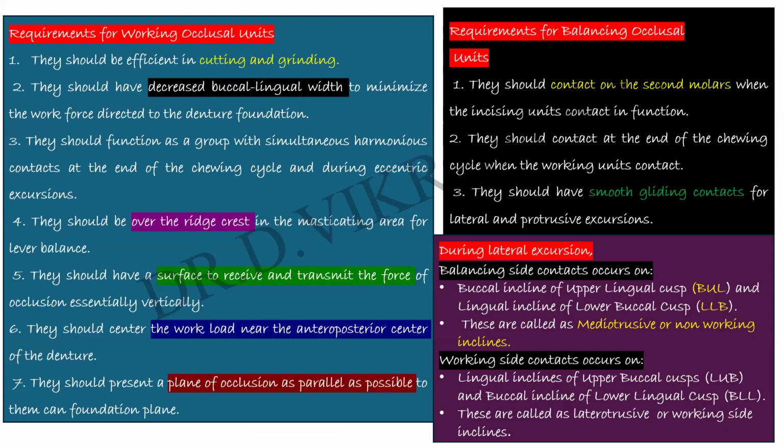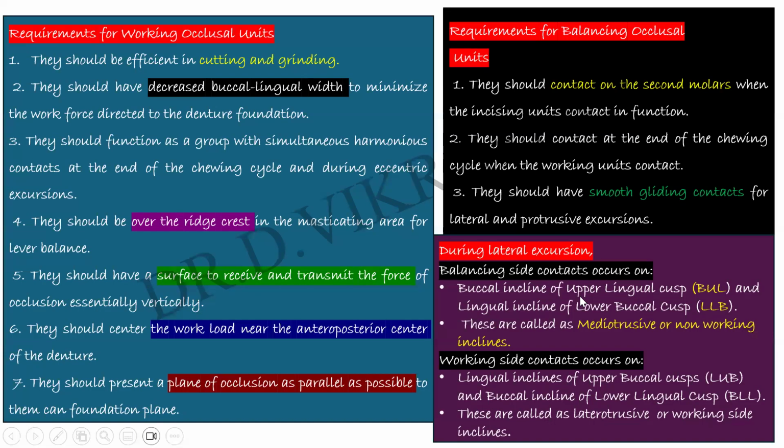And the requirements of the balanced occlusal units are that they should contact at the second molars when we are incising. Whenever we incise, our posterior teeth will not contact in natural dentition. Whereas in complete denture, to have a balanced occlusion, there should be a contact at the second molar region, and they should have smooth gliding movements. They should not be sudden movements. And during lateral excursion movements, the balancing contact occurs.